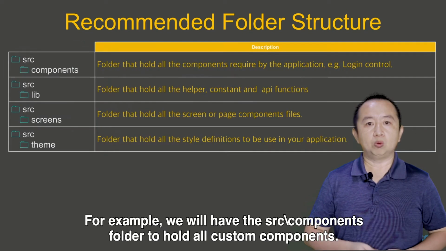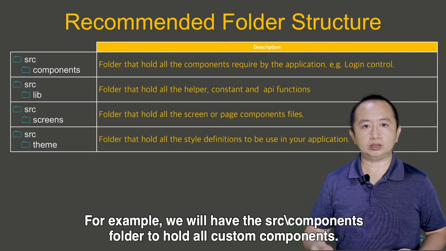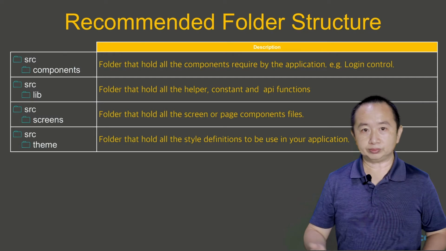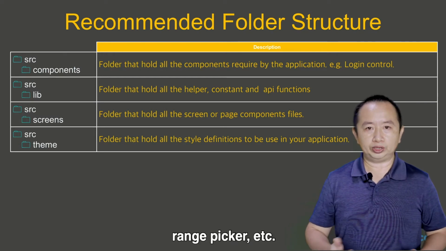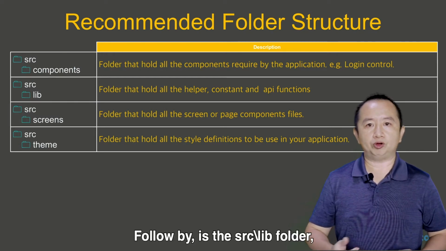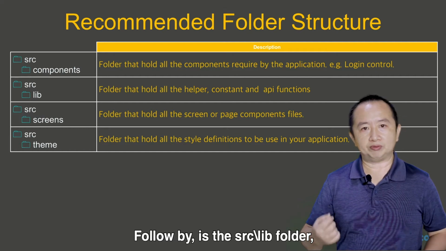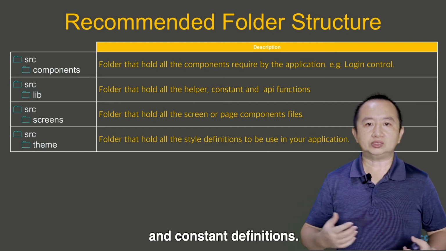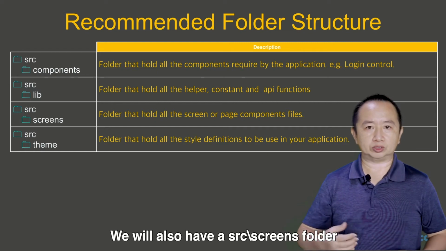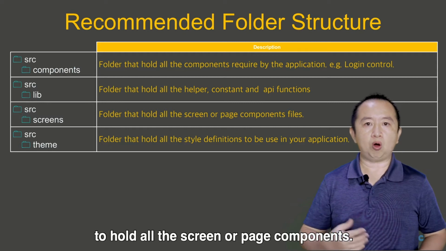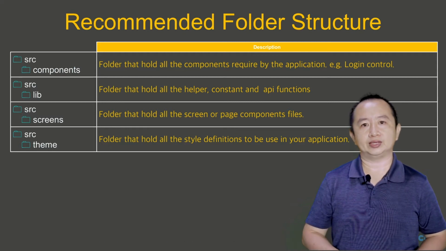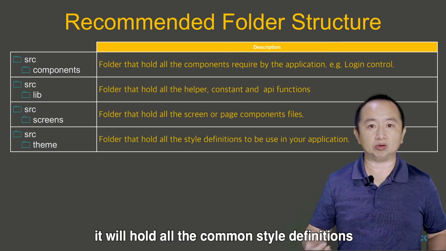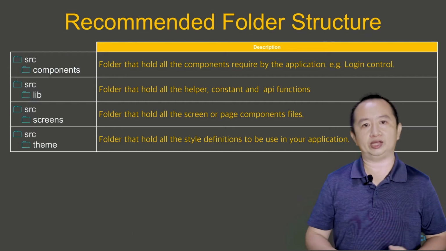For example, we will have the source components folder to hold all custom components. This includes the login control, customize date picker, range picker, etc. Followed by is the source lib folder. It will hold all the helper API function and constant definition. We'll also have a source screen folders to hold all the screen or page component. Next is the source theme folder. It will hold all the common style definition to be used by our application.